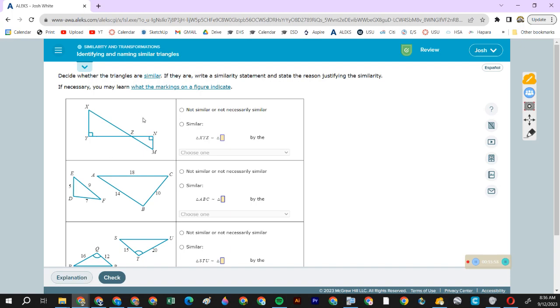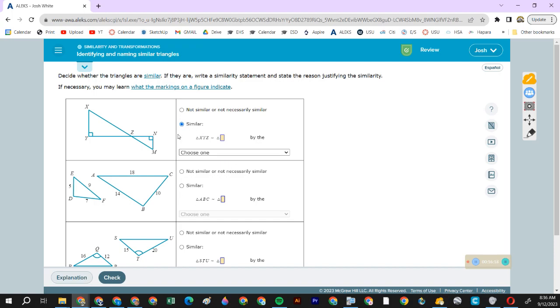So are these two triangles similar? Do they have two sets of congruent angles? Yes. We have the right angle equals the right angle. We have the vertical angle equals the vertical angle. So yes, these are similar.